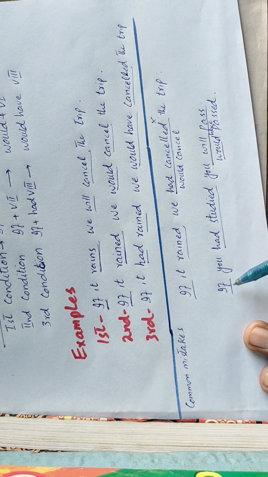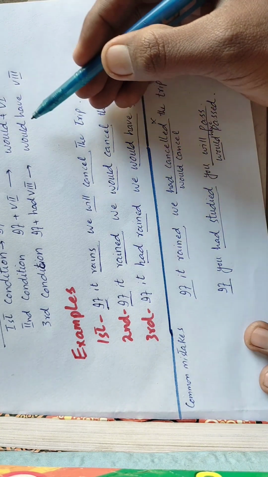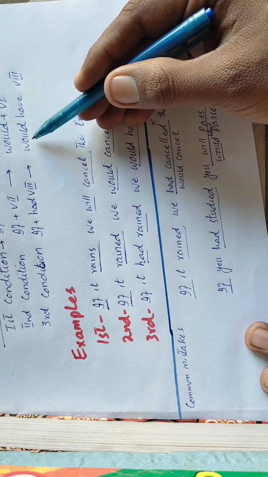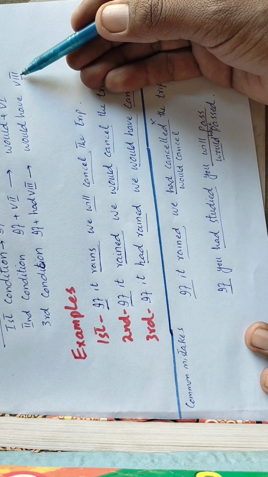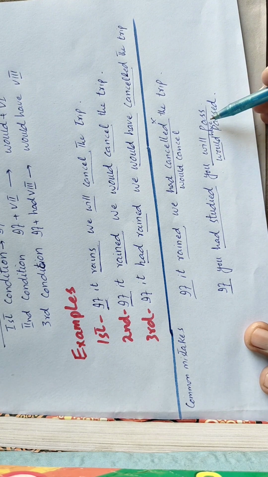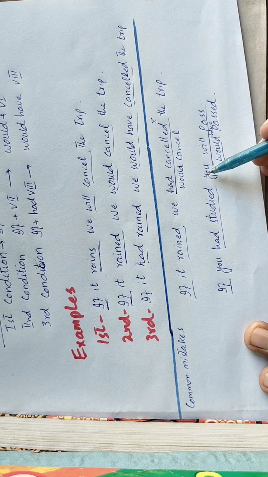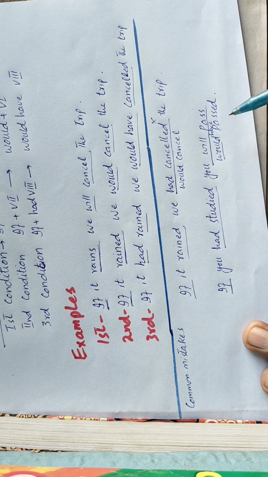Another mistake: if you had studied, had plus the third form, this is the third condition. The next part of the sentence requires would have and the third form. You will pass, this is a mistake. You would have passed, this is correct. If you had studied, you would have passed.